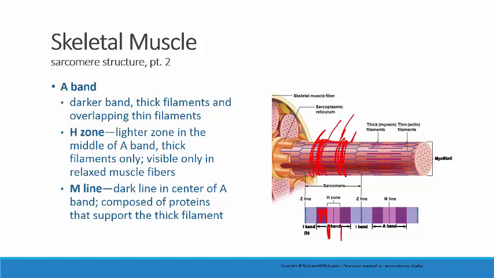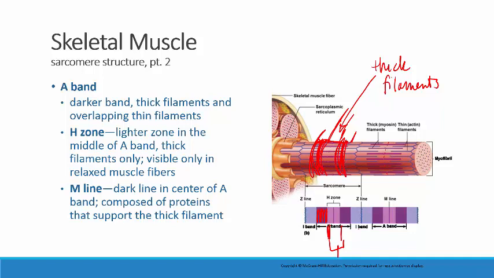And then there's a slightly lighter region in here that is composed only of thick filaments. And so it's not as dark as these outer regions. It's a little bit lighter, so it's referred to as the H zone. So this is the H zone here. It's that region where only the thick filaments are found. And then right in the center of the sarcomere is the M line. It's a dark line right there at the center of the A band, and it's composed of proteins that hold and anchor the thick filament.